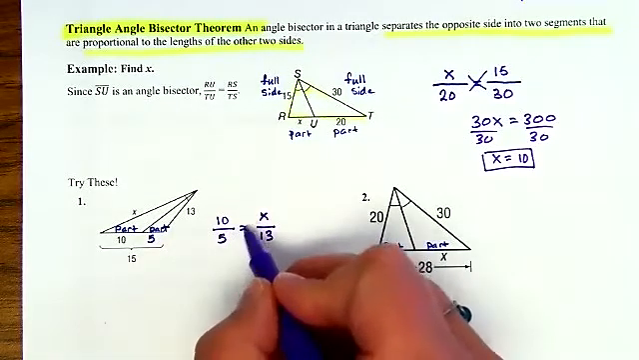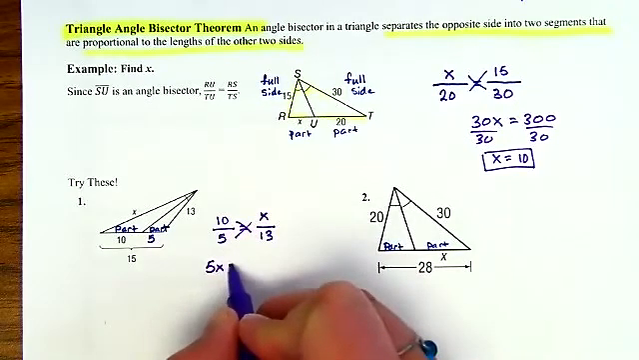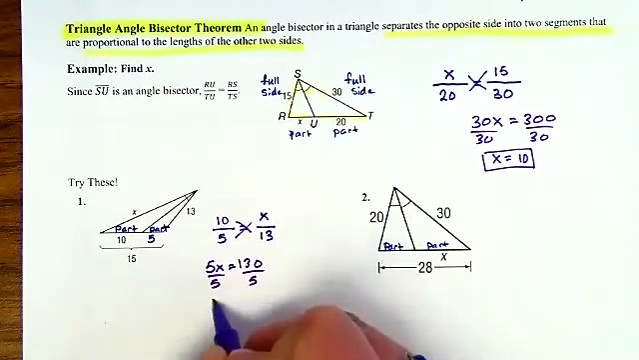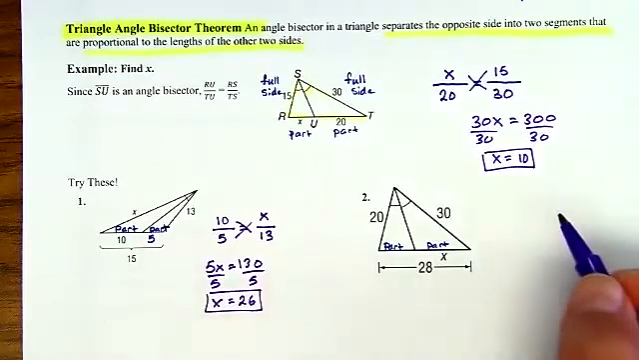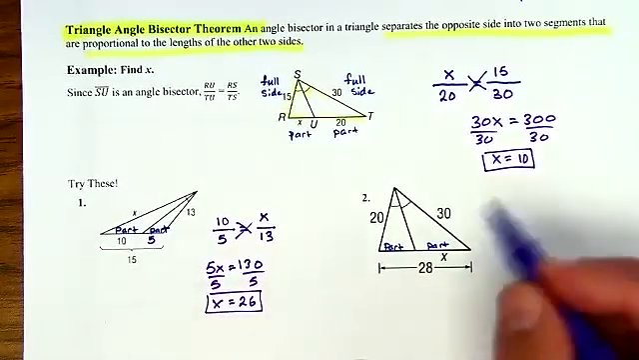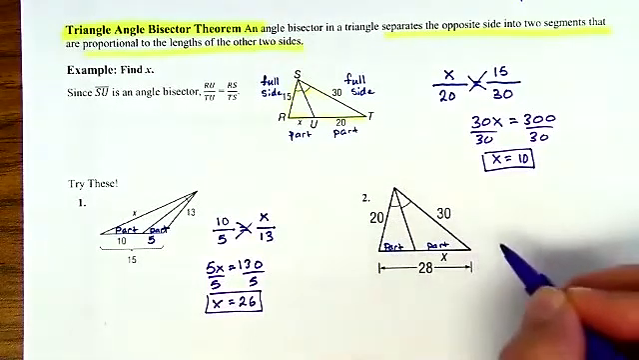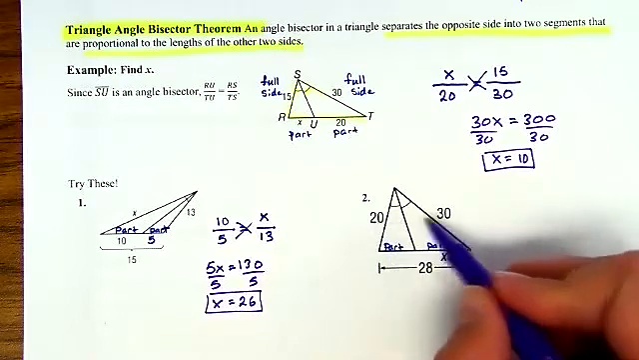This is awesome. Then we just cross multiply. So 5x is equal to 130. Divide both sides by 5, and x equals 26. All right, one more, last one, you guys. This is another angle bisector. So I've got part over part is equal to full side over full side.